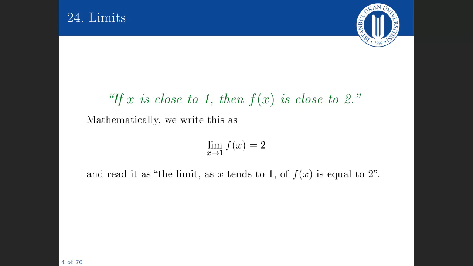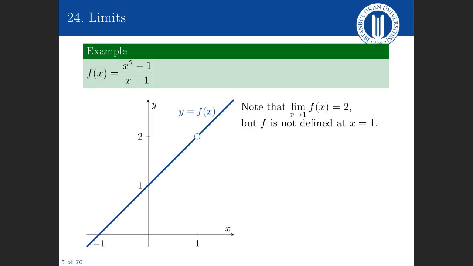How do we write this in maths? In maths, we have a particular notation for this. We write that the limit as x tends to 1 of f of x is equal to 2. This means when x gets closer and closer to 1, but not equal to 1, f of x gets closer and closer to 2. The same graph again. Note that the limit as x tends to 1 of f of x is equal to 2. But our function f is not defined when x is equal to 1.